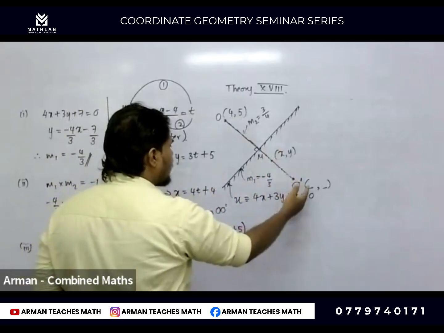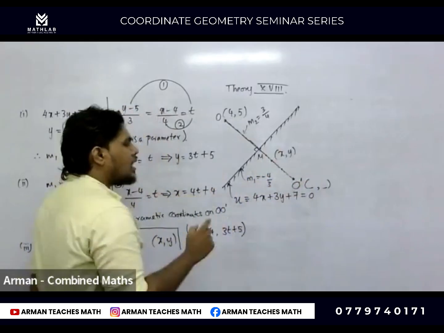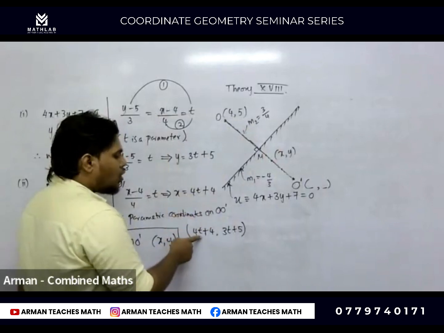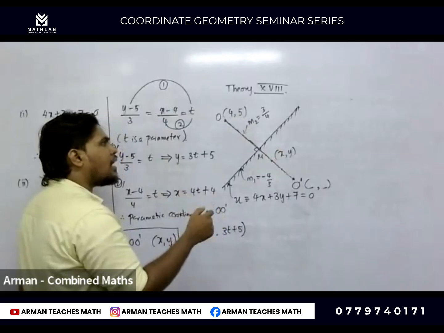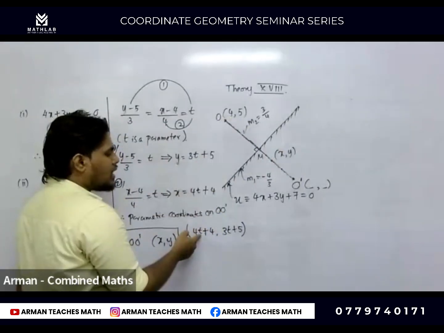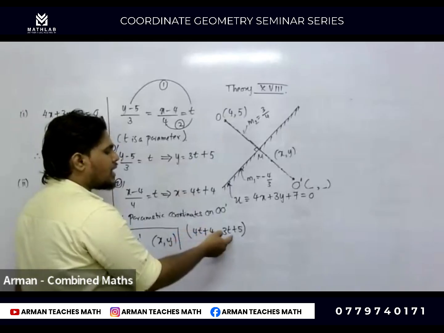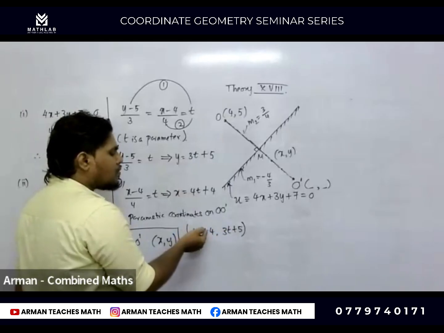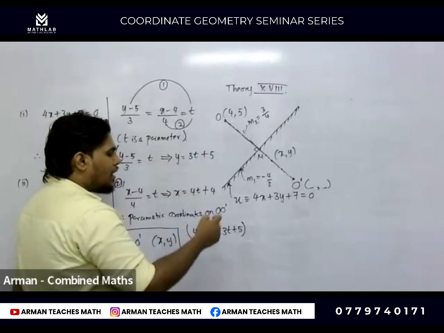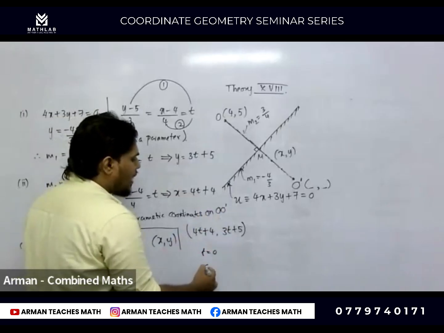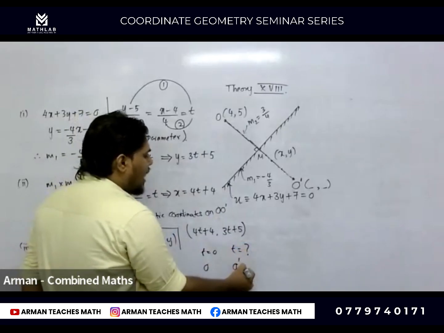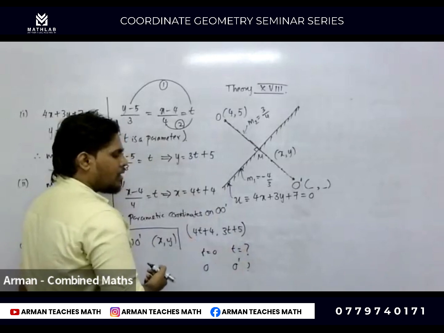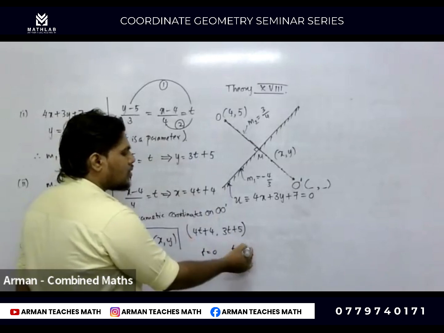The O dash point's xy coordinates can be found if I know the value of t that I have to put in. So what is the value for t that we have to put in order to get this? We notice that for O, it is 0. 4 times 0 is 0, 0 plus 4 is 4. 3 times 0 is 0, 0 plus 5 is 5. So this is 4 comma 5. When t holds the value 0, we get the O point. Like that, what value does t hold to get the O dash point? That's the question.